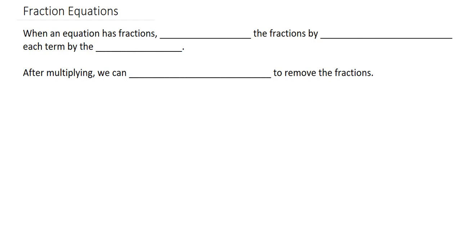Fraction equations. So when an equation has fractions, we're going to clear, as in get rid of, the fractions by multiplying each term by the least common denominator. After multiplying, we can reduce to remove the fractions. So let's go ahead and look at the first example.